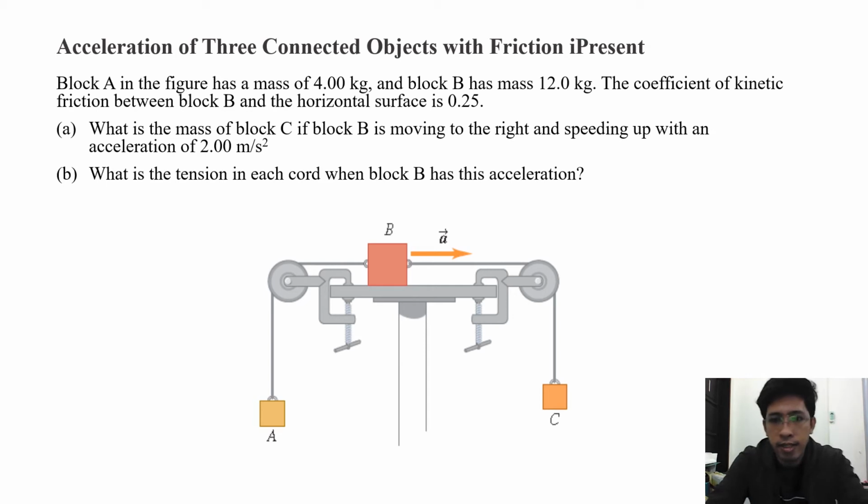Okay, so let's repeat the problem. Block A in the figure has a mass of 4 kilograms and block B has a mass of 12 kilograms. The coefficient of kinetic friction between block B and the horizontal surface is 0.25. So what is the mass of block C? Block B is moving to the right and speeding up with an acceleration of 2 meters per second squared. And what is the tension in each cord when block B has this acceleration?